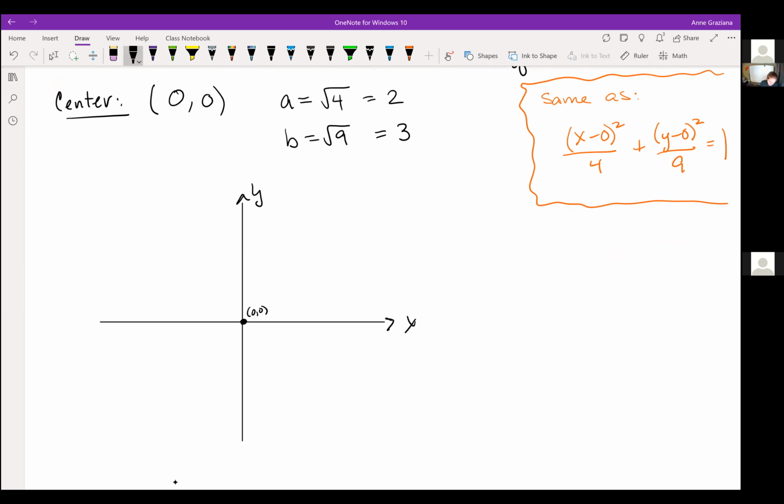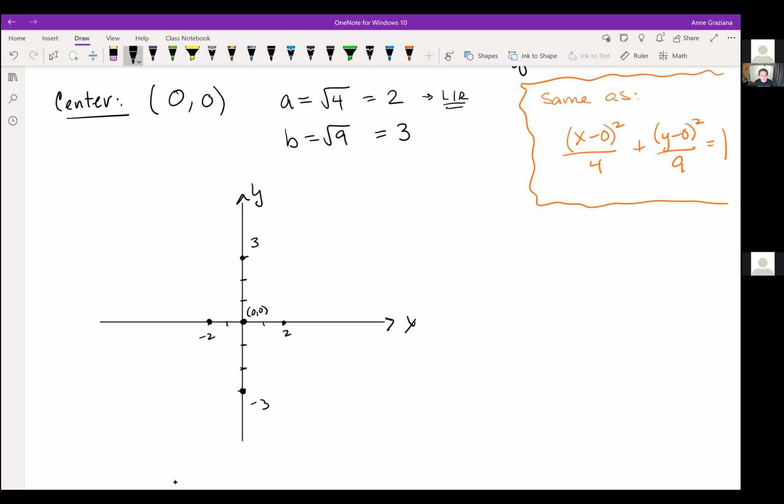Okay. So I know that this is the left and right. Okay, so I'm going to go 1, 2 units, 1, 2 units. And those are vertices, okay? They're points on my ellipse. And they're the furthest right and left points. So that's why they're called vertices. And then for b, that's up and down. So 1, 2, 3, and then 1, 2, 3. So that's 3 and negative 3. Those are those vertices.